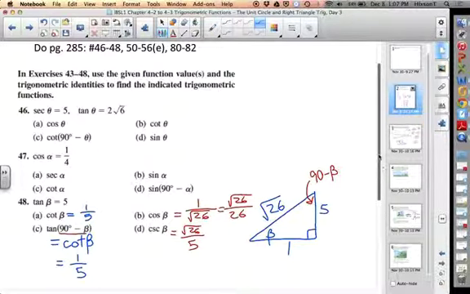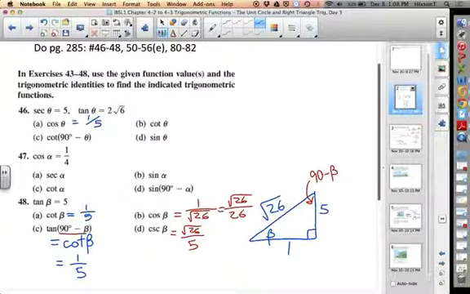You had 2 options basically. You could either use all the identities, or you could draw yourself a picture. Okay, and you're gonna hear me tell you draw yourself a picture a lot as we do trig. Okay, what I would do right here is first of all do what I can with the identities. All right. So for example, since secant is 5, cosine is 1 over 5. Okay, good. 1 over 5. Because secant and cosine are reciprocals.